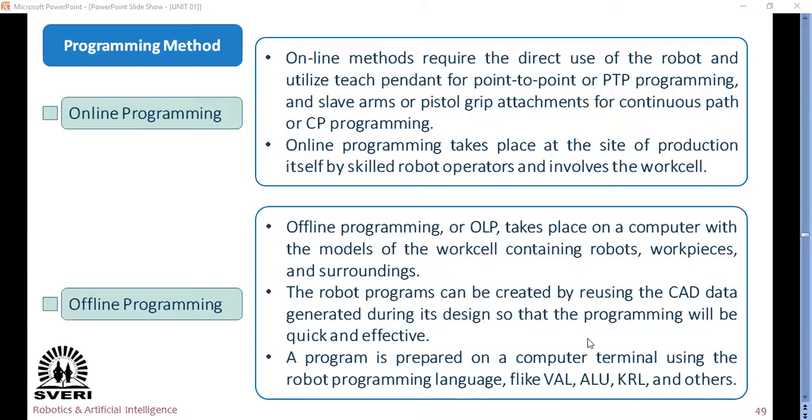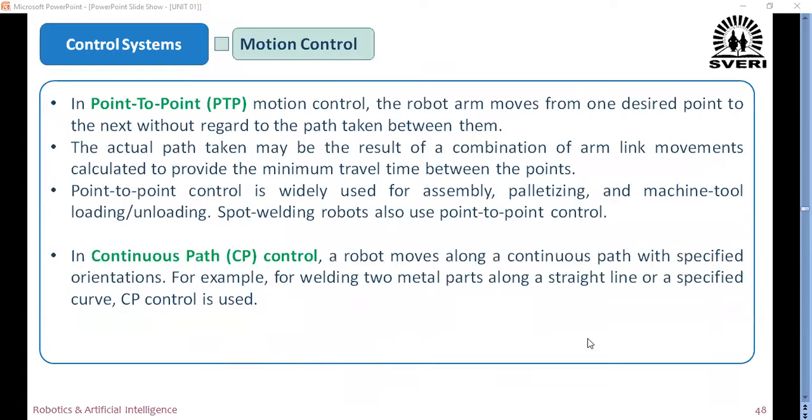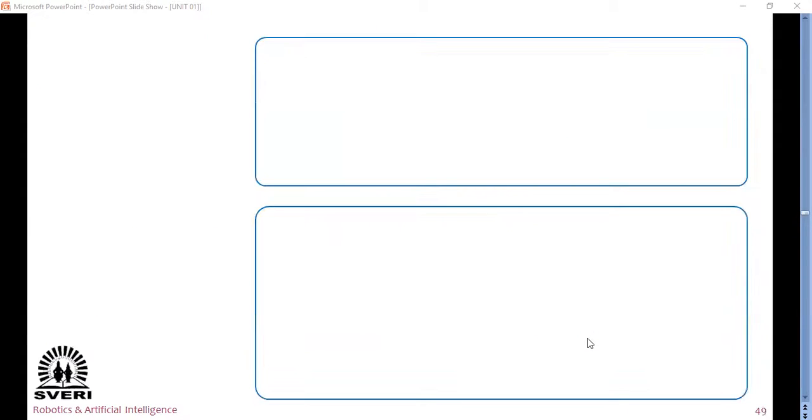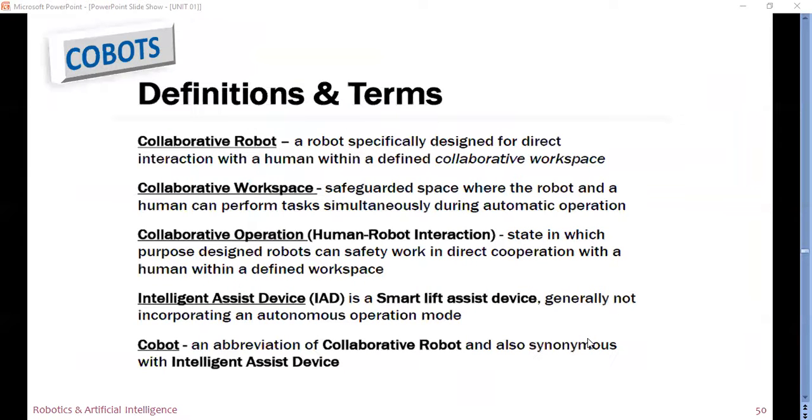Therefore, this is nothing but the classification of robots based on coordinate system, based on control system, based on programming method, again based on motion control and servo control. Therefore, this is the classification. Now, the next part we will see, that is cobots or collaborative robots.